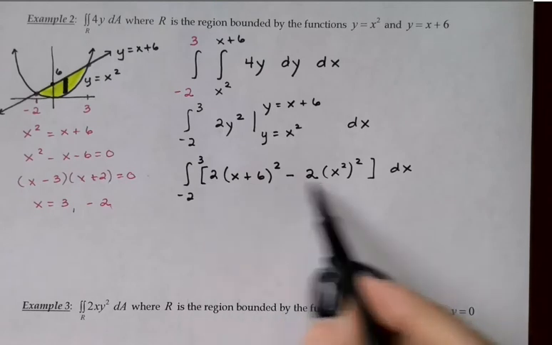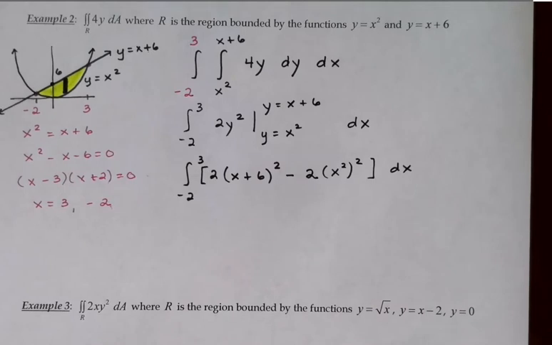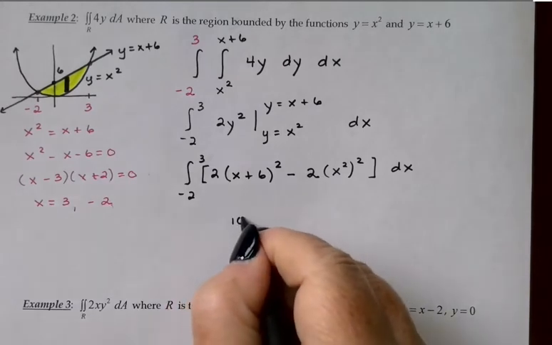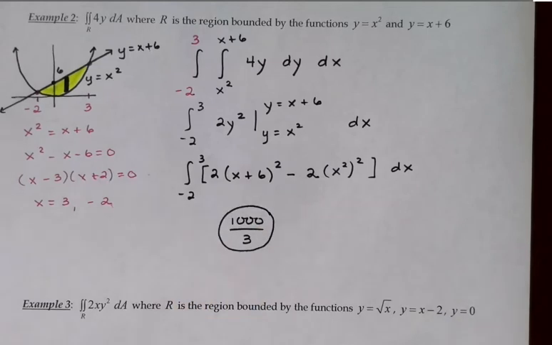And you can plug that into your calculator just like that. I'm probably going to put that in as x to the 4th, but other than that, I'll plug it in just like that. And I actually did this ahead of time this time. Let's see, I got 1,000 over 3 as the value of that integral using technology.